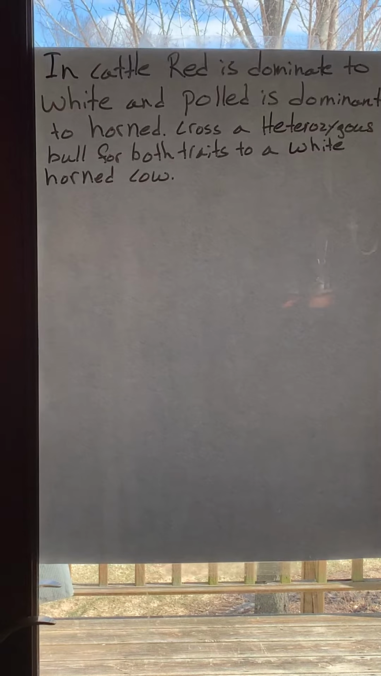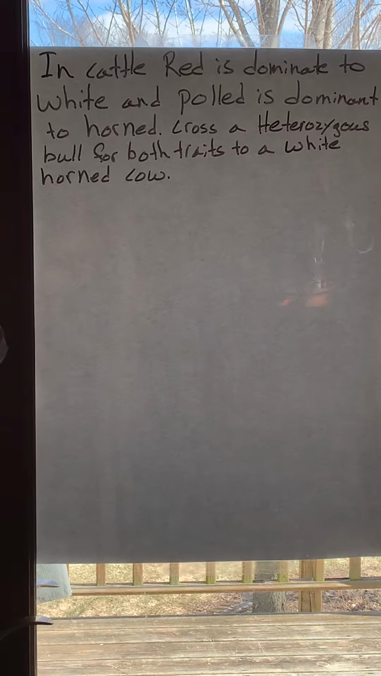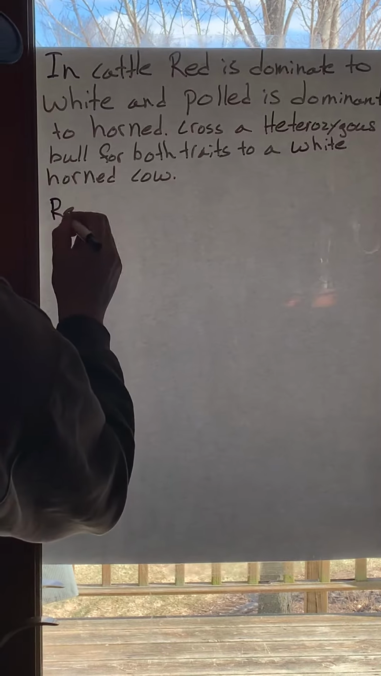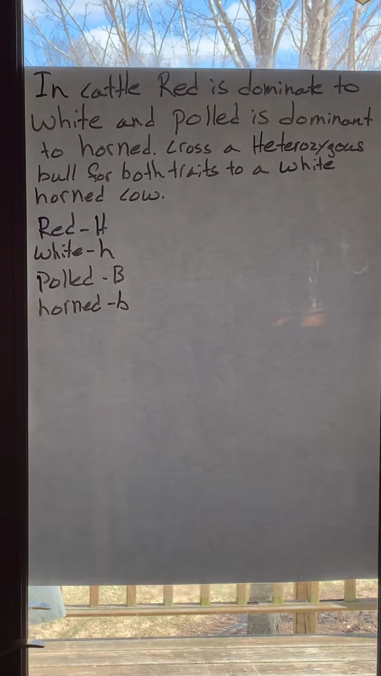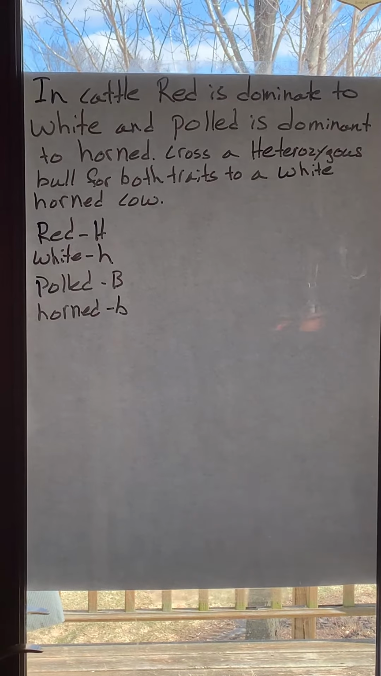So the first thing we're going to do, just like with the last one, is list our traits first. So we have red is dominant to white. I'm going to use the H again, just like we did with black versus yellow in the last problem. Then we also have polled is dominant to horned. And I'm just going to use a B because a capital and lowercase b is very different. So we're listing those out so we can always go back to that and remember what those letters represent in our problem.